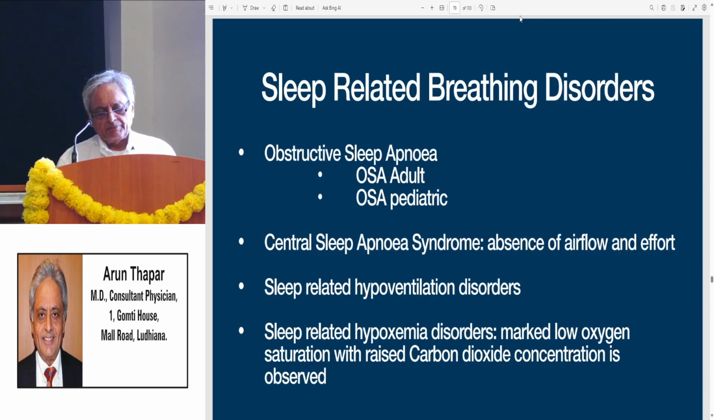The sleep-related breathing disorders are basically obstructive sleep apnea, which you see in adults or pediatric patients; central sleep apnea syndrome, where there is an absolute absence of airflow and of effort by the breathing muscles; and sleep-related hypoventilation disorders and sleep-related hypoxemia disorders, in which there is marked low oxygen saturation with raised carbon dioxide concentration. I will be touching only on obstructive sleep apnea, which is the most common.